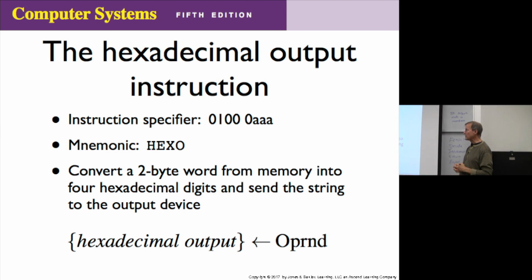Now the next one that we're going to look at is the hexadecimal output instruction. And here again, this is another trap instruction. Okay? With the hexadecimal output instruction, again, there's no register R field, but there is an addressing AAA field. The mnemonic is HEXO for hexadecimal output. And now, as with deso and deci, this operates on one word. So now, how many bytes is in a word? 2 bytes. And how many hex characters is in 1 byte?